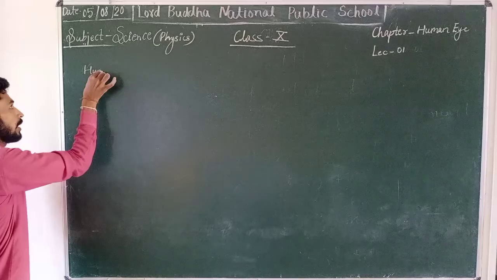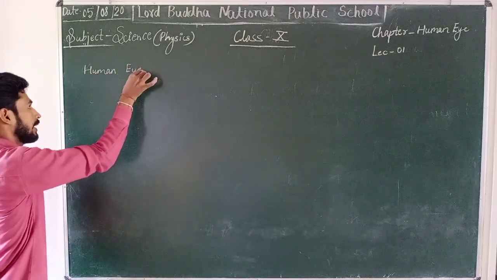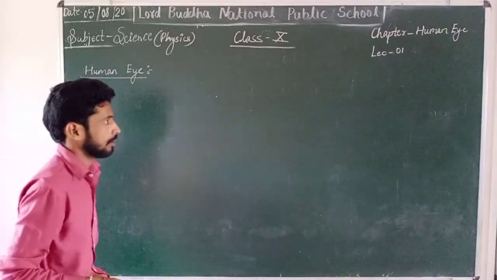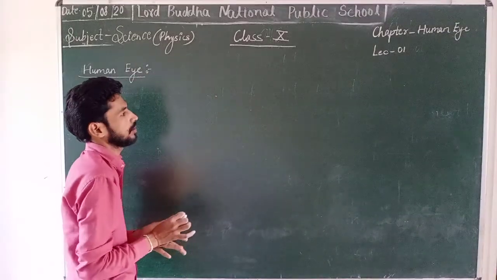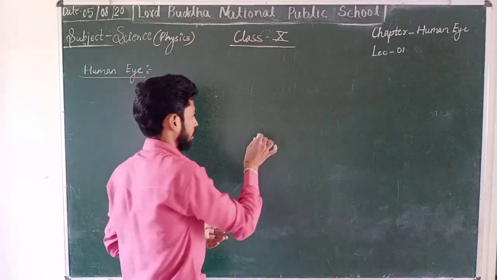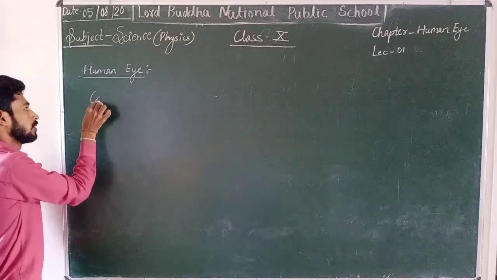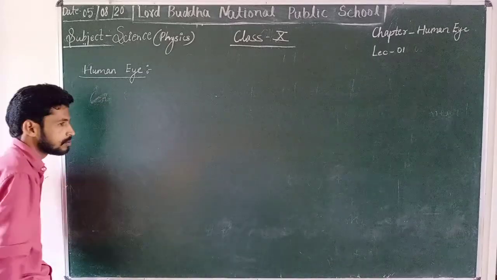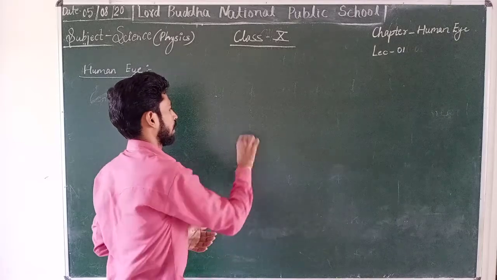ये ह्यूमन आई जो है, आप हम लोग ऐसा समझ सकते हैं कि दैट इज लाइक कैमरा. The human eye is able to form an image of an object on the retina, and we are going to study about the human eye.